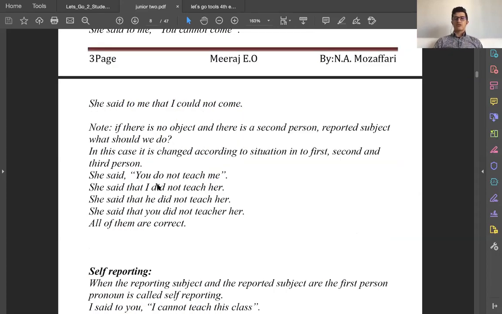She said, you do not teach me. So here we don't know who you is. She said that I did not teach her. You can change according to situations, okay? You probably guess who he is talking with, and then you understand who the subject is.